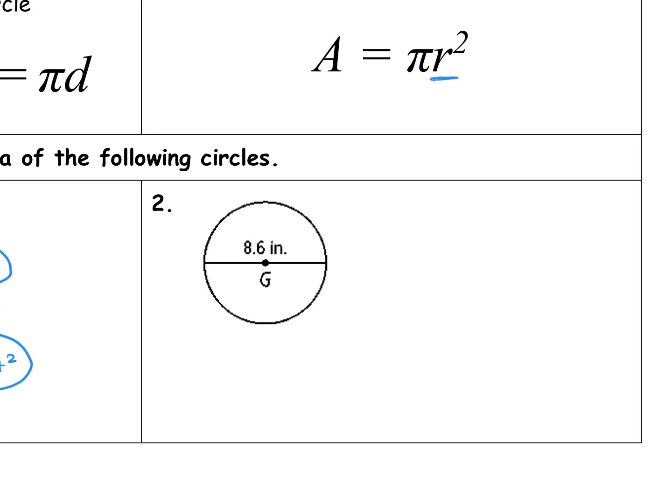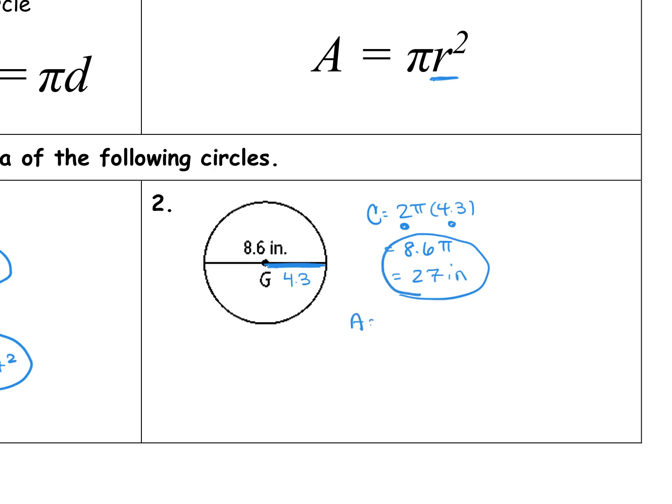Looking at example 2, notice this time it gives you the diameter. So the first thing I'm going to do is cut that in half. I only want half of that. So 8.6 divided by 2 is 4.3. So circumference is 2 pi 4.3. Again, we're going to do 2 times 4.3 and get 8.6 pi. Then I'm going to take 8.6 times the pi button, and I am going to get 27 inches. So that's going to be my circumference.